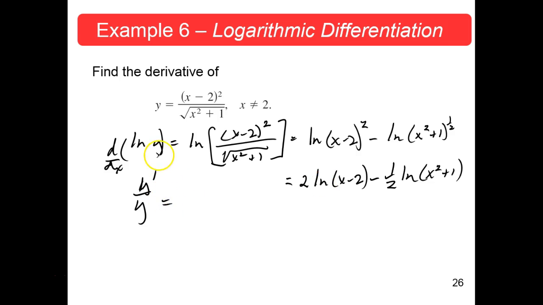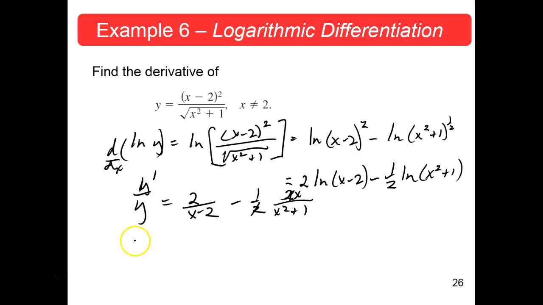Now take the derivative with respect to x of this, and that's going to be 2 times the derivative of log x minus 2. What's that derivative? Derivative of log x is 1 over x, so this would be 1 over x minus 2. Minus 1/2, and then the derivative of that would be 1 over x squared plus 1, but now you've got a chain rule, times 2x. And this 2 and that 2 disappear.